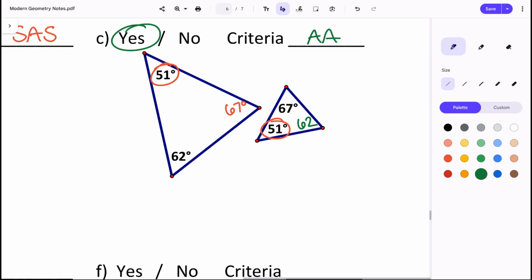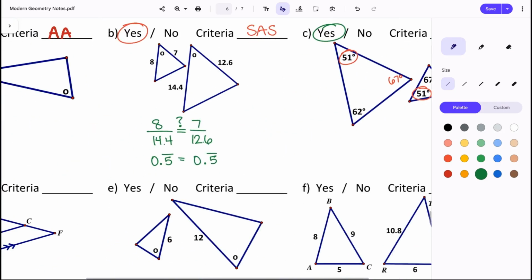So even if they don't have the angles all matching right away, check to see what that third one is, because it might possibly still match like we just found, okay? Any questions on those first three? Are we doing okay? All right, let's go to the next one.